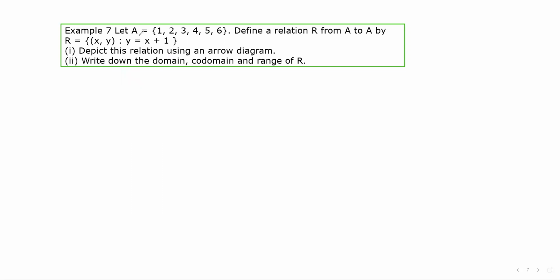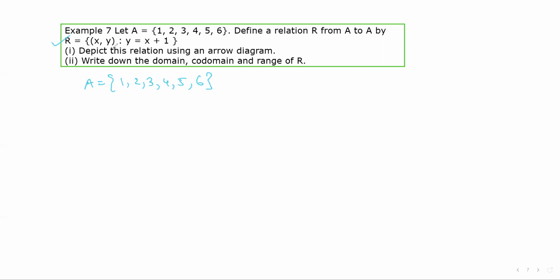Next, a set A is given to you. Define a relation R from A to A by R equals (x, y), such that y equals x plus 1. So a relation R is given to you. You have to define this relation R. That means a set-builder form of the relation is given to you. You're supposed to write it in roster form. In roster form, you have to find the elements of the set A and the elements of set R. A equals 1, 2, 3, 4, 5, and 6.